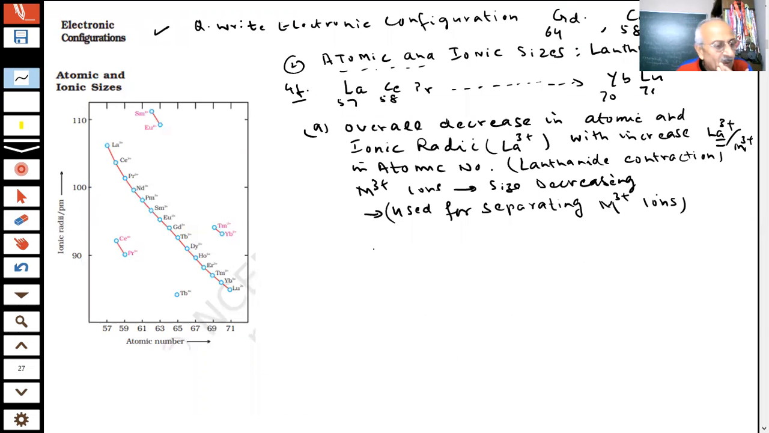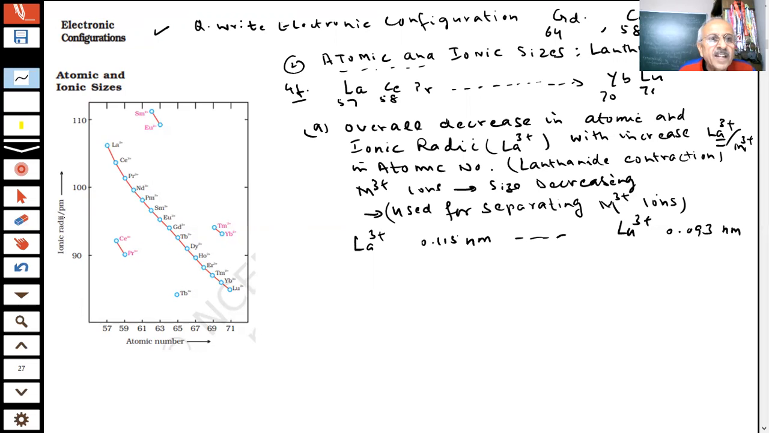Okay, there is a decrease in the value, students. What values have we shown? You have seen lanthanum 3 plus, for example, 0.115 nanometer. It is decreasing to Lu 3 plus, which is around 0.093 nanometer. So there is a slow and gradual decrease, and this is what we call the lanthanide contraction, students. Here we have drawn a picture of that.